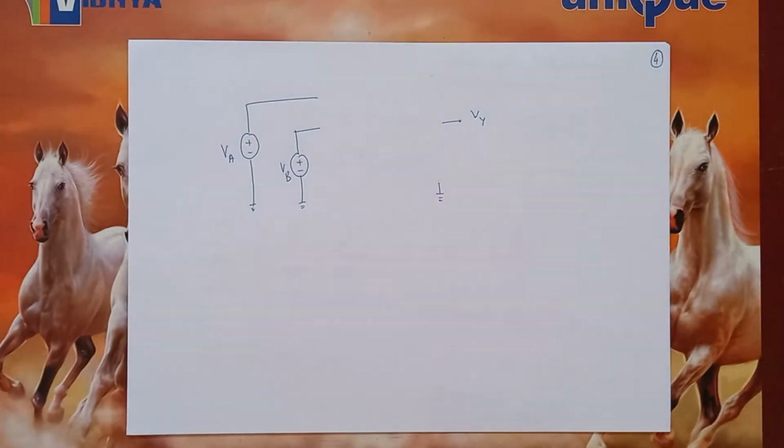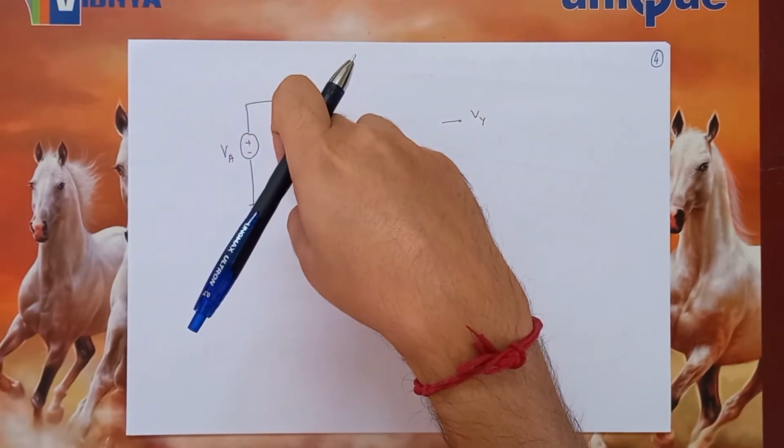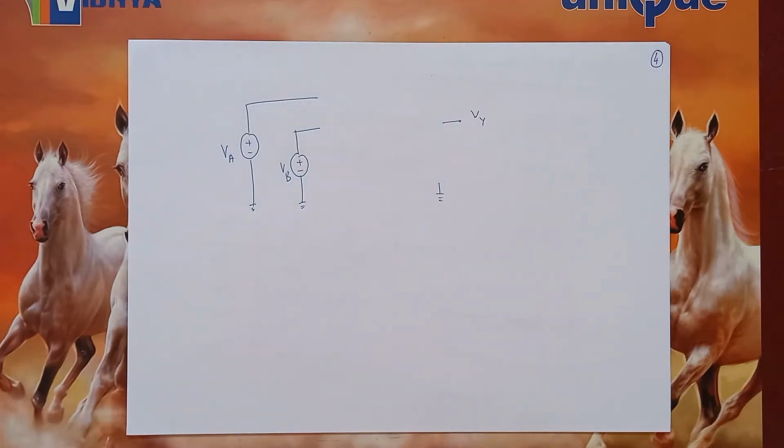Because when you have 0 and 0, the output can be 0, no problem. But when one of these becomes 5 volts, then things are not so simple. We cannot connect these to each other because two voltage sources which have different voltages cannot be in parallel. So therefore, the next best thing we can ask ourselves is, can we use something like a switch? Can we use something like a switch?